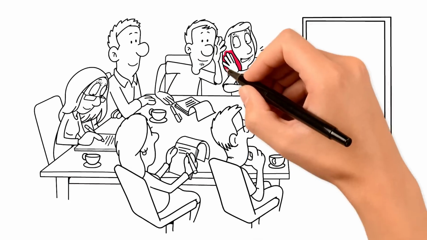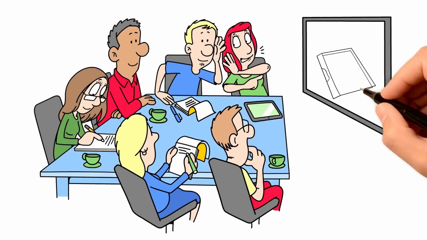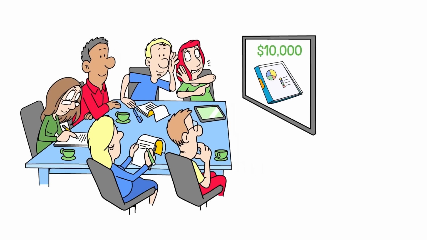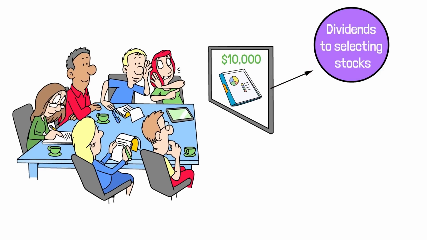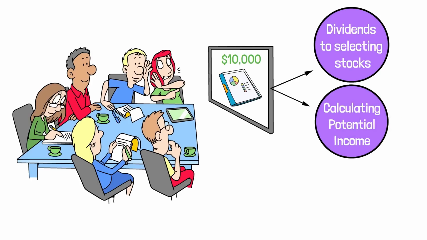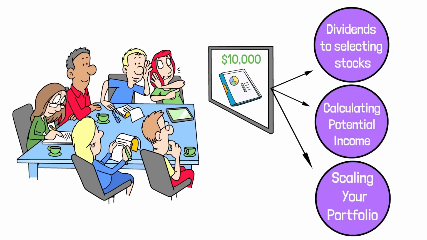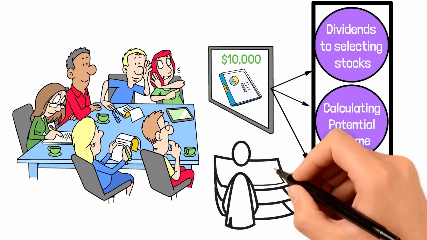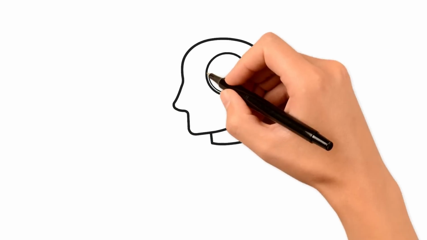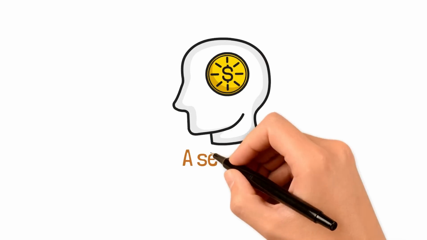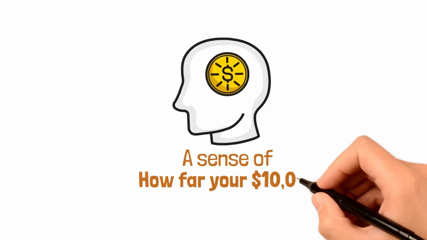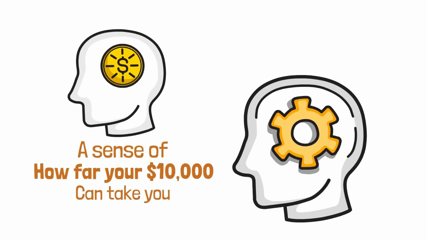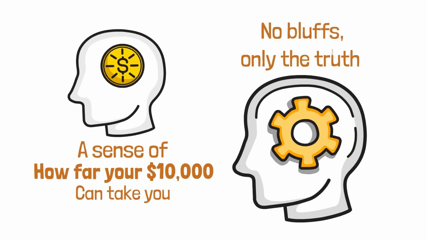In this guide, we're going to walk you through everything you need to know about building a dividend income portfolio with $10,000. From understanding dividends to selecting stocks, calculating potential income, and scaling your portfolio, we'll cover it all in a way that's clear and actionable, even if you're new to investing. By the end, you'll have a solid plan to start generating dividend income and a sense of how far your $10,000 can take you. We will keep the numbers as realistic as possible, no bluffs, only the truth.